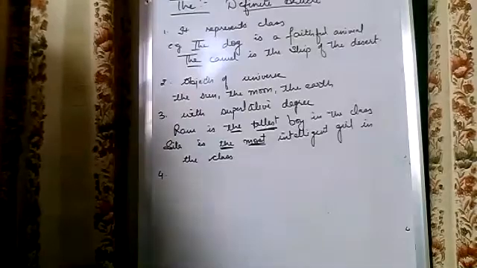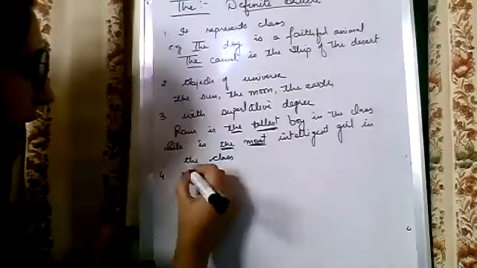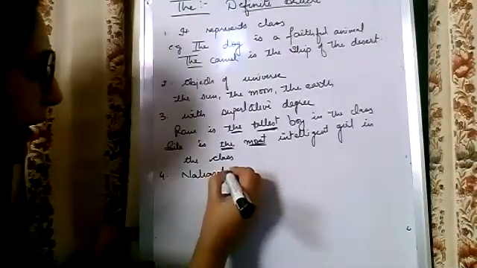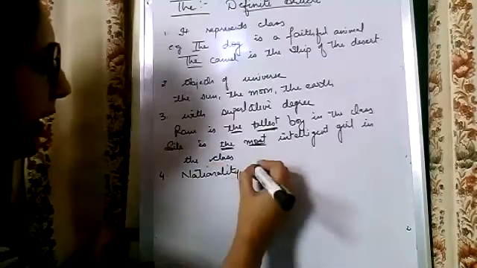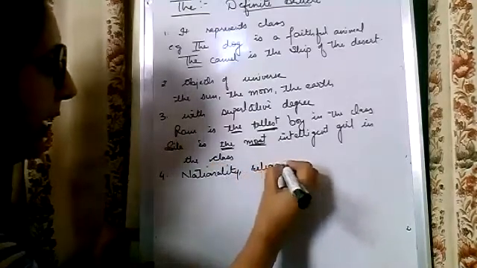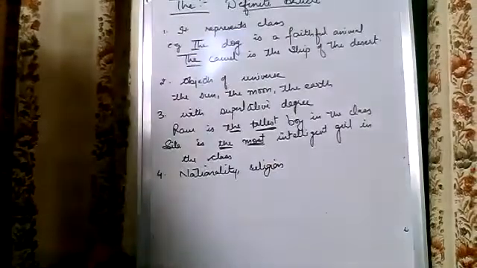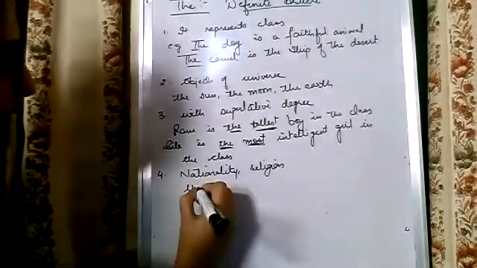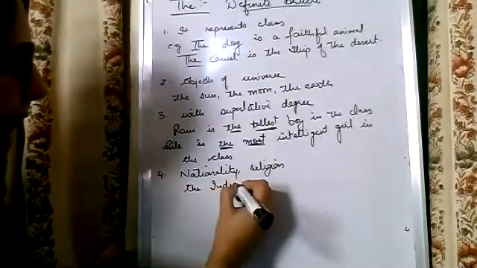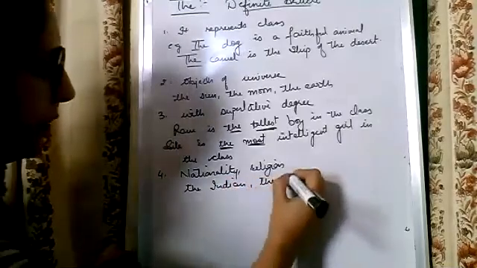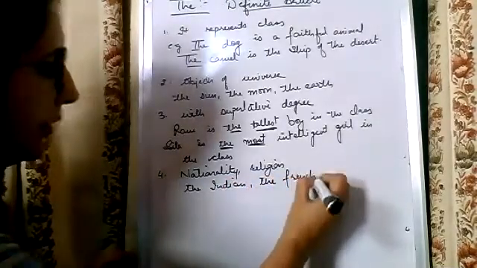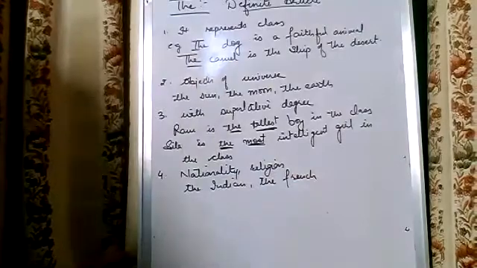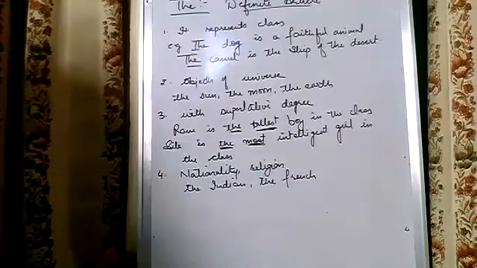Next afterwards, with nationality. When we are talking about nationality or religion, then also we are using "the." For example, the Indian, the French. Okay, the Indian, the French. With that we also use "the."